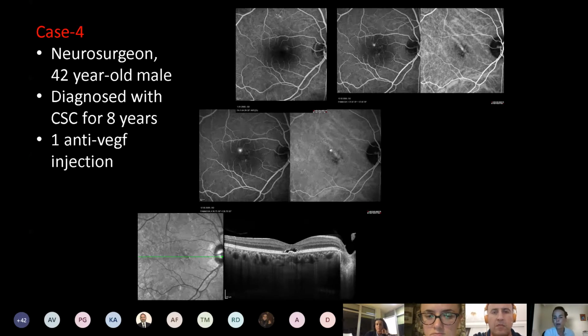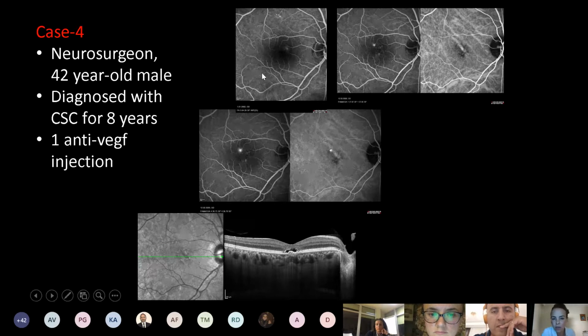And also, as far as I remember, I didn't use PDT for these cases because of some technical issues. I offered one anti-VEGF injection 8 years ago. He accepted it, and then we lost contact because he believed that he could manage with a healthy lifestyle, etc. And after 7 or 8 years, he came back to our hospital.